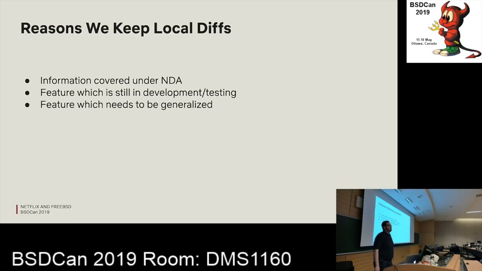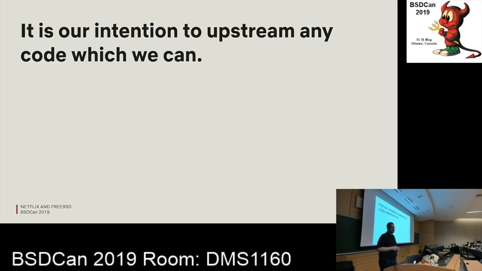There's features which need to be generalized. Sometimes we develop a feature, it works really well for us, and it works really well in our workload on our hardware, but we're not sure how it's going to work for other people's workloads. It doesn't handle anything except for x86-64, and so forth. And we want to generalize that before we upstream it. So that's another reason why we'll keep local diffs. But it is our intention to upstream any code we can. In fact, some of our development just happens upstream already. My developers will just commit the code upstream and pull it back as part of the next merge, because that's the easiest way for them to do that.